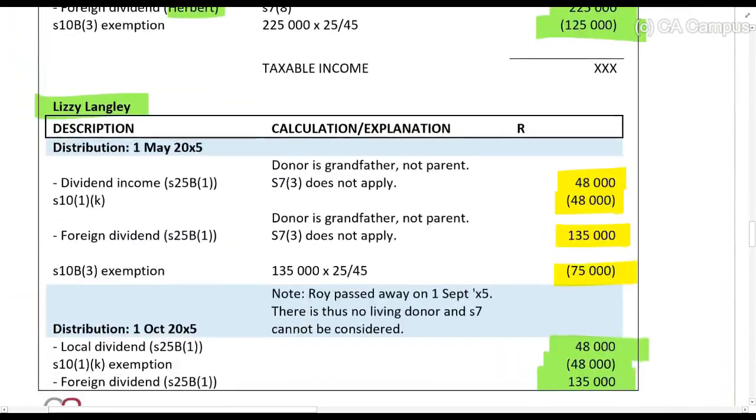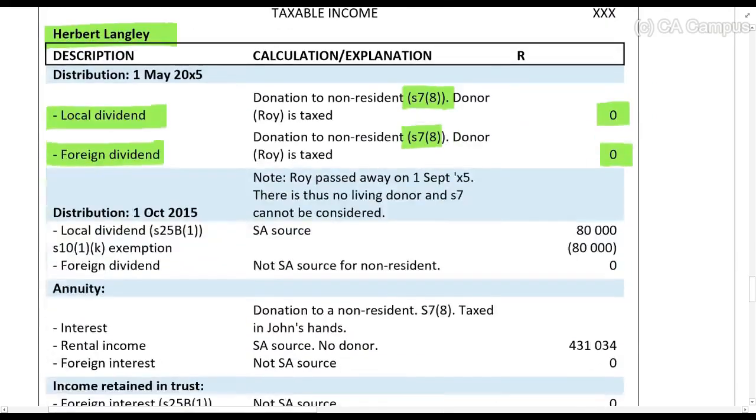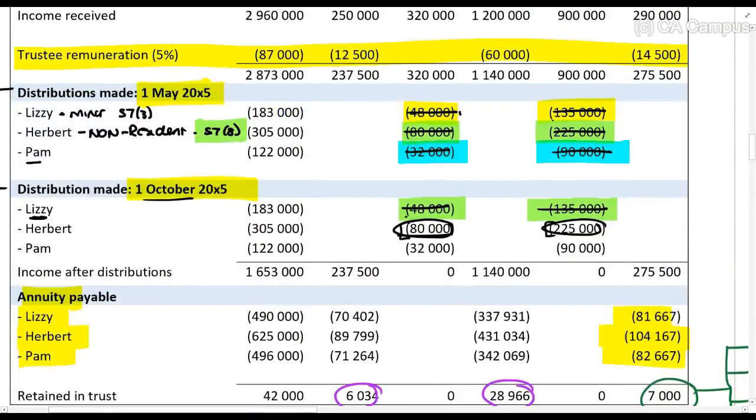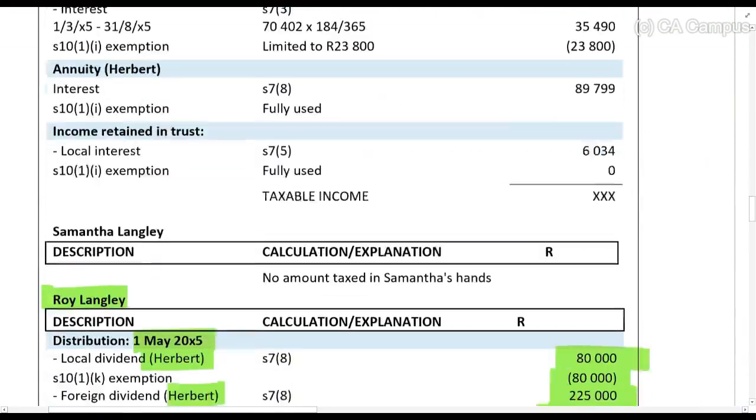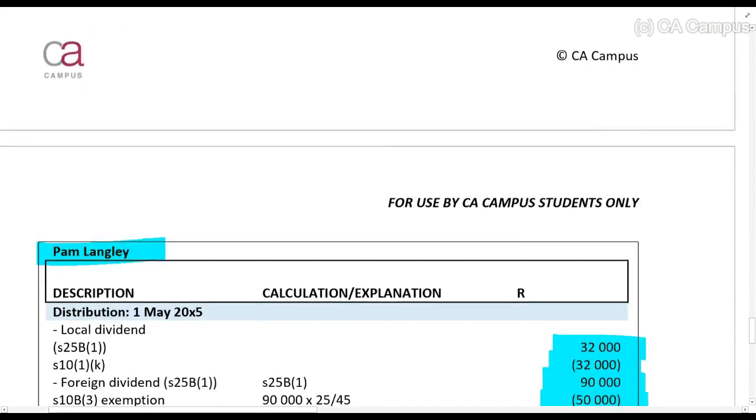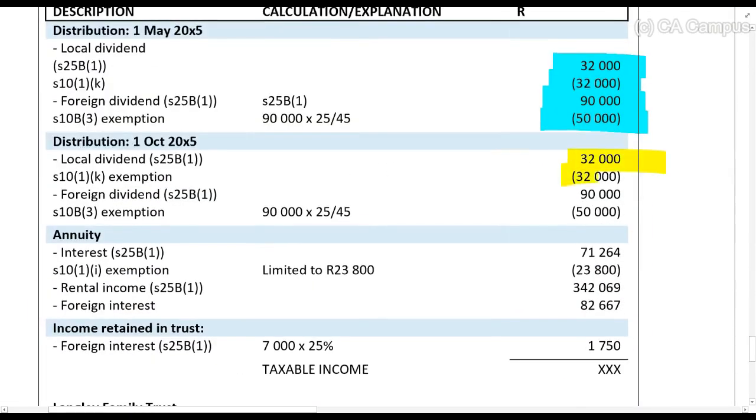So make sure you see now what we do. We go down to Herbert. Here's the 80,000 rands, local dividends, and there is the foreign dividends. He does not get taxed on it because it is not from a South African source. Right, then Pam, the 32 and the 90. Was there a donation? Is the donor alive? No. Does someone have a vested right? Yes, Pam does. So who should be taxed on that? Pam should be taxed on that. Here we go.